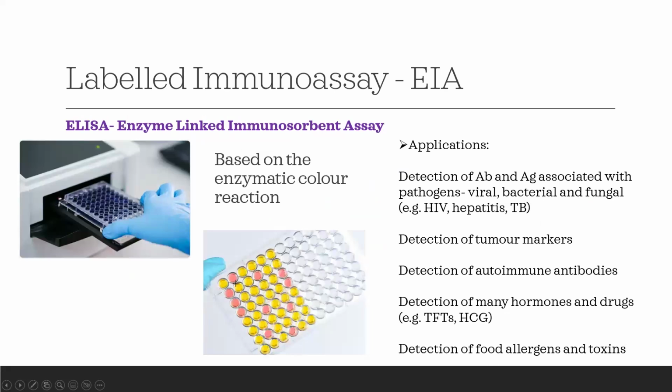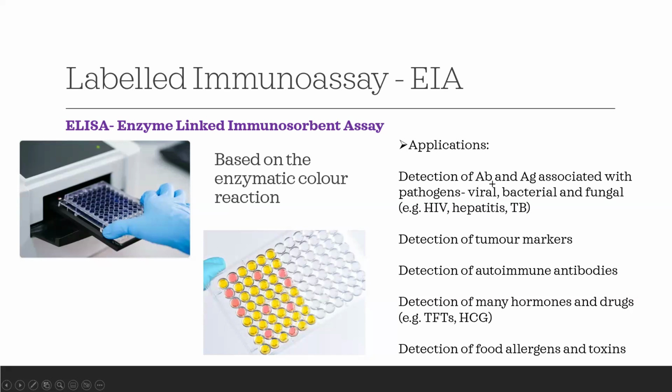So here are some pictures to show the ELISA. This is the reading machine. This is the plate we use. ELISA is based on the enzymatic color reaction. As you can see, it's based on the change of the color, and we put it into the spectrophotometer to read it. Its application is very wide.